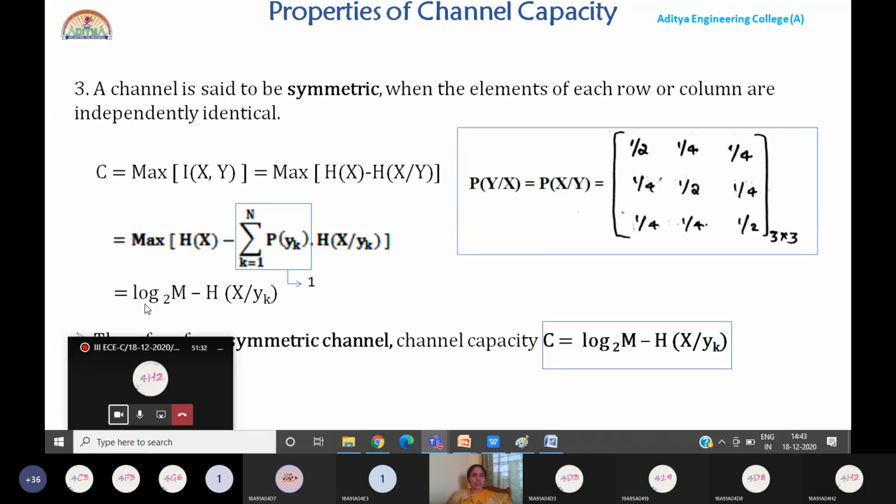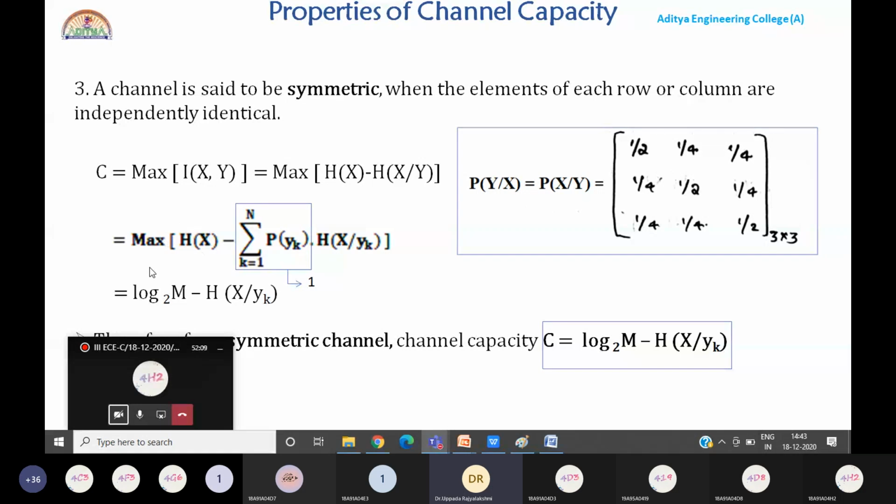So it is equal to log m base 2, because what is the first term? First term is maximum of h of x. It is log m base 2, because I told you x represents the transmitter section event and maximum entropy occurs at p is equal to 1 by m, which is log m base 2. This is the sixth property of entropy. So I can write it as log m base 2.